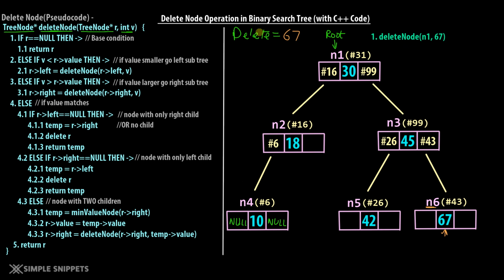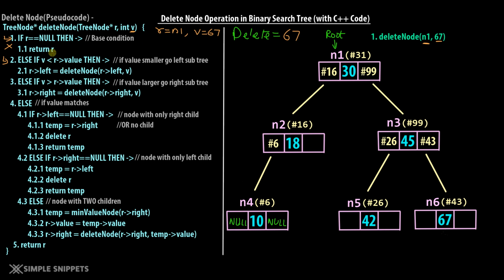Alright. Now let's go ahead inside this function. So step number 1, we check if r equals null. The r value that we've passed in this delete node function is n1. So r is equal to n1, and the int v that we want to delete that we've passed is v equals 67. Alright. So when you check if r equals null, r is not null because r is having n1. So the first condition becomes false. Then you go and check the second condition. In the second condition, we check if the value that is supposed to be deleted, which is 67, is less than r of value.